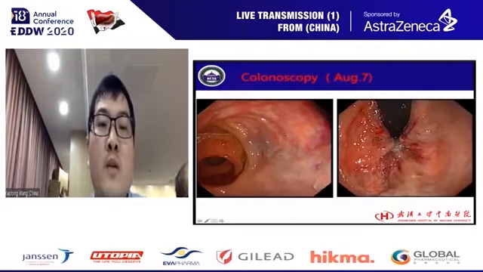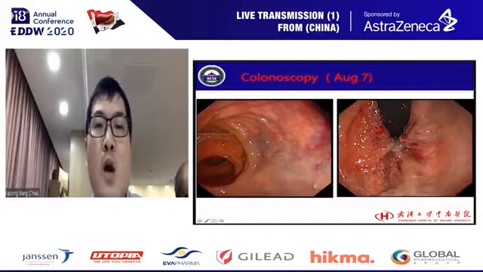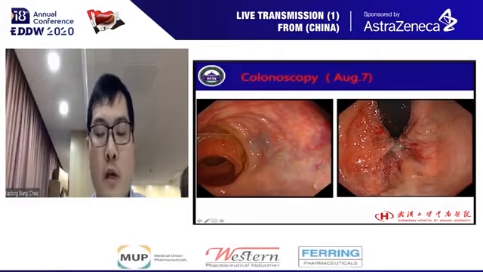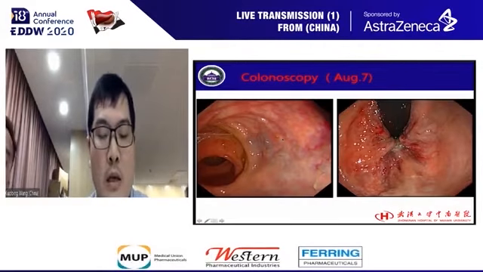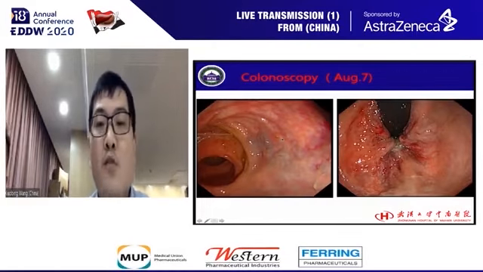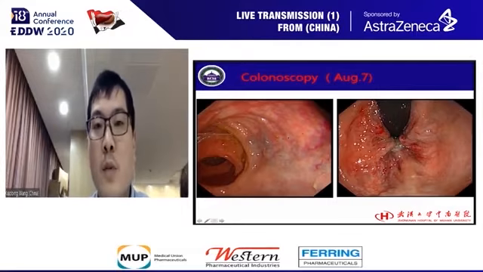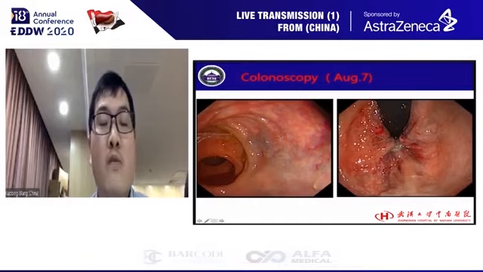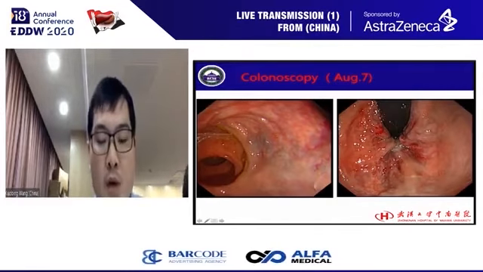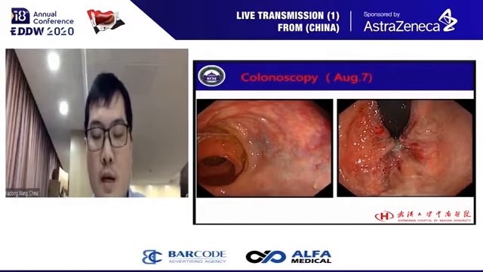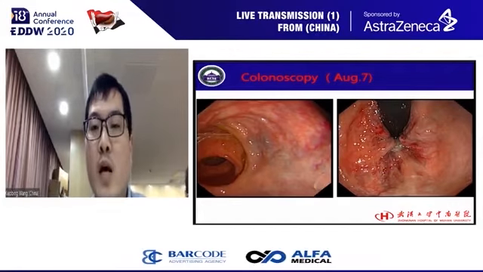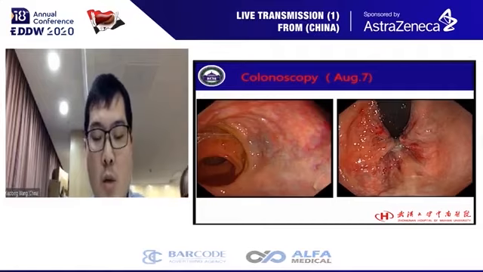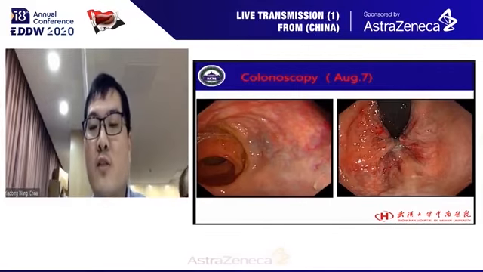We also performed a colonoscopy on August 7th to understand the conditions of the hemorrhoid bleeding and the varicose vein. From the colonoscopy, we saw mild rectal varices and hemorrhoids, and obvious internal hemorrhoids. Bleeding points at 3 o'clock and 11 o'clock were found by inverted observation.